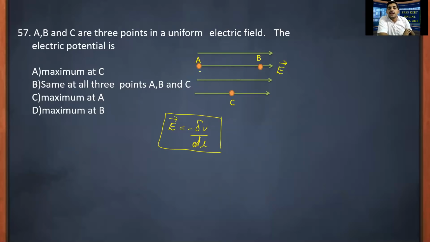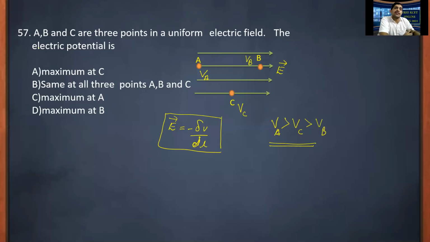Say here if I take the potential to be VB and the potential to be VC, obviously what happens? As we move along the electric field, its potential has to decrease. So I can say VA is greater than say VC and VC should be greater than VB. So potential gradually decreases along the electric field direction.